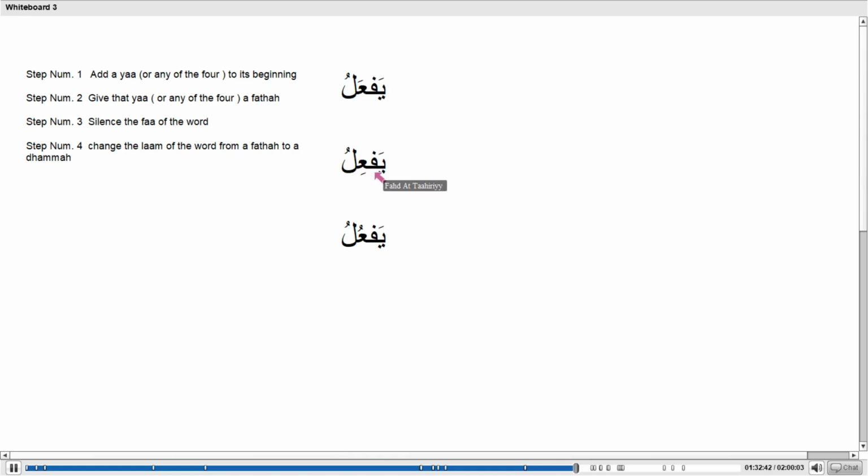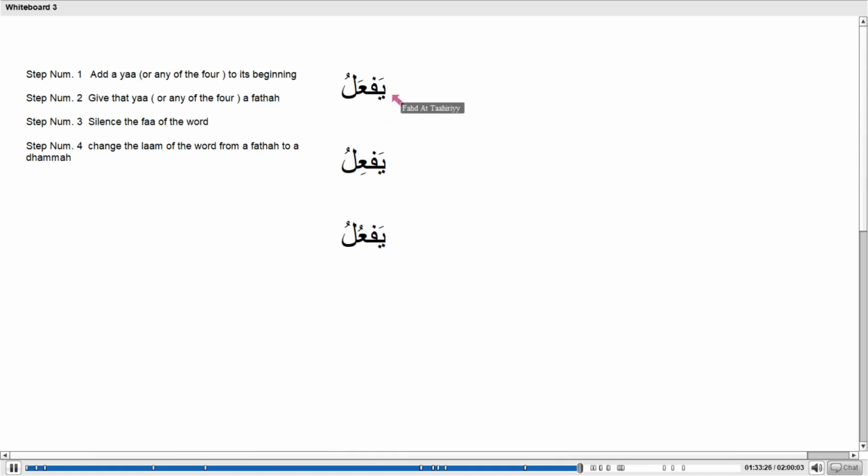And yaf'ilu, if I end with it saying yaf'il, I silenced it because I ended with it, not because it does not originally have a dhamma. Clear? So when we give you a principle, this principle is by default. Yes. Now change the lam of the word from a fatha to a dhamma. There you go: yaf'alu, yaf'ilu, yaf'ulu.